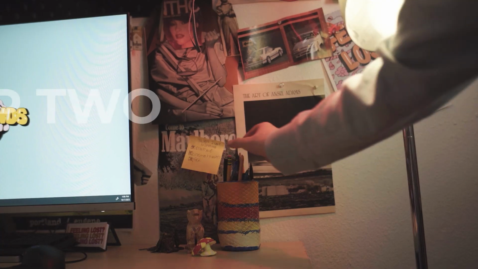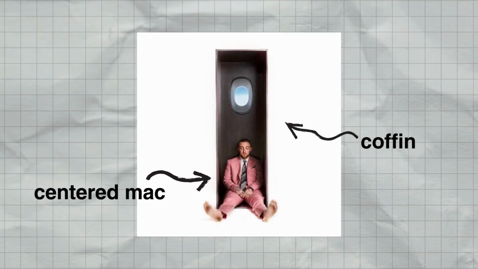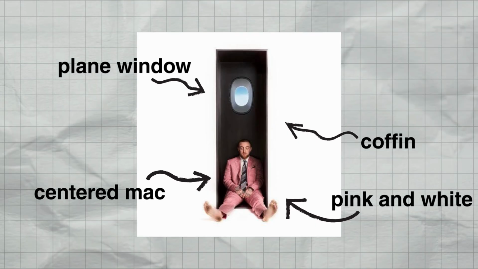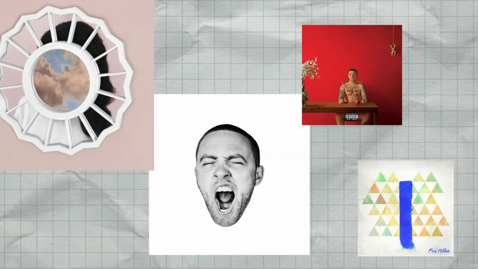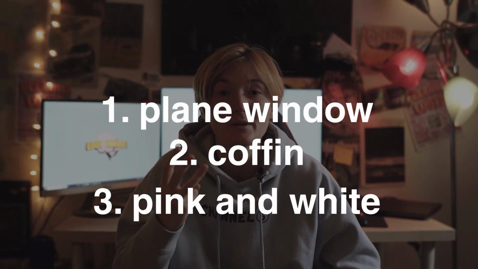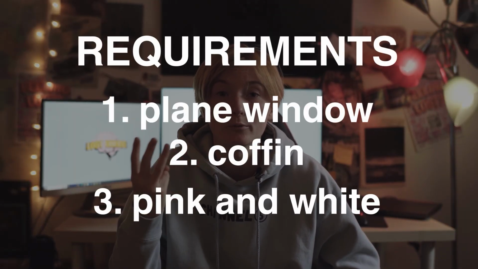So I think we should start with storyboarding. To figure out what we need to storyboard, I kind of want to break down the album cover. You can see that there's Mac in the middle in a coffin with a window behind him, and he's wearing a pink suit, kind of like themes of pink and white. I think all of these are very symbolic of his older albums, also the theme of the album itself. The plain window, the coffin, and the themes of pink and white are going to be requirements for our recreation, so we stay true to the original album cover.